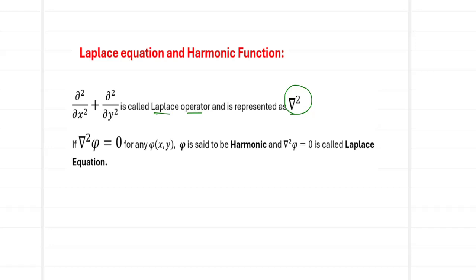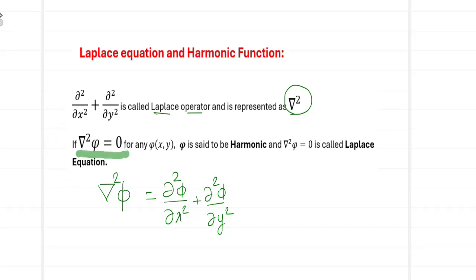Now, if you give an input φ(x, y) to the Laplace operator, then what will happen? This Laplace operator will take the input φ and generate this quantity which is equal to ∂²φ/∂x² + ∂²φ/∂y². And now in case this quantity is equated to 0, that is if I have ∇²φ equal to 0, what do you call this equation? This equation is referred to by the name Laplace equation.